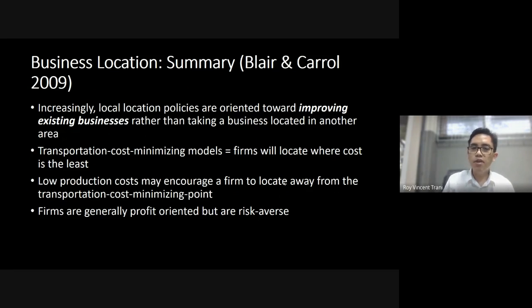And then remember, in our previous lecture, there was a theory that said exporting firms or exporting businesses will yield more economic development than those importing. So if you have agricultural land, more likely you are producing goods like fruits and vegetables that is more than your need. So you may be able to export. So again, trending towards improving existing businesses rather than trying to attract new businesses from other areas. And then low production costs may encourage a firm to locate away from the transportation cost factors.